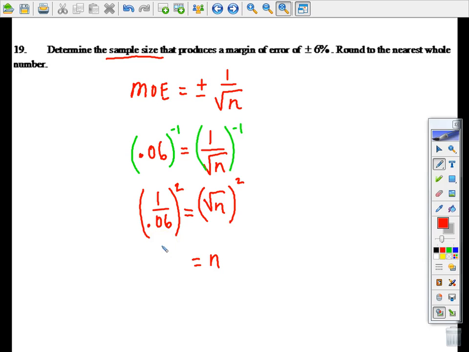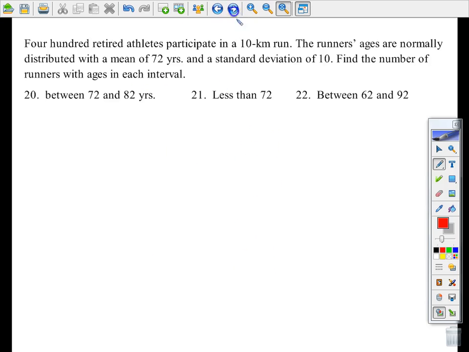Just use parentheses. So I got my left parentheses, and I'm doing 1 divided by 0.06, close parentheses, and then raise that parenthesis to the second power. And I get 277.777 and so forth. But remember, sample size refers to a number of people. So whenever you're counting or coming up with a number of people, we always want to round to the nearest whole. And so we'll say approximately, since we're rounding, 278.